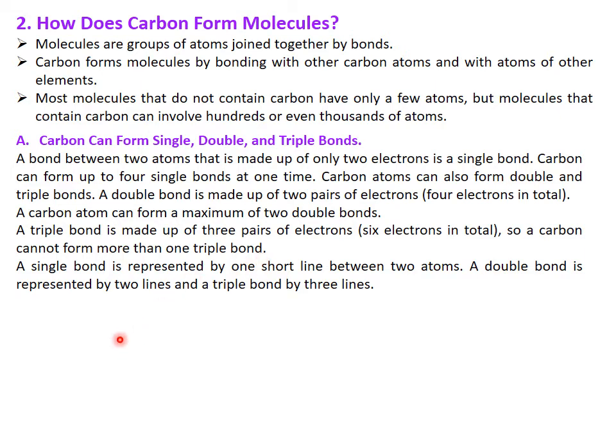We have to know that a single bond is represented by 1 short line between 2 atoms, and a double bond is represented by 2 lines and a triple bond by 3 lines. So if we look at the picture, we can see that in the first molecule, a single bond is formed between carbon and hydrogen. In the second molecule, a double bond is formed between the 2 atoms of carbon. And in the third molecule, a triple bond is formed between the 2 atoms of carbon.